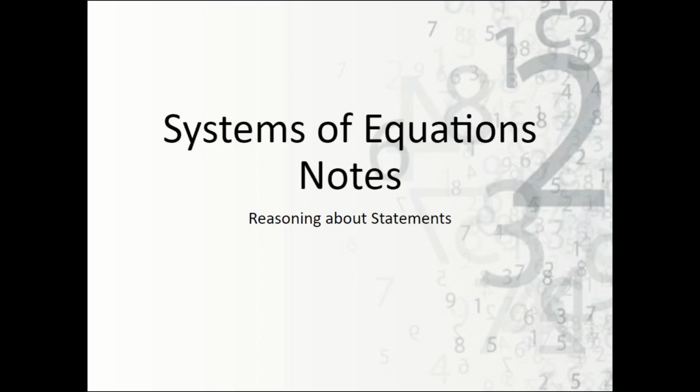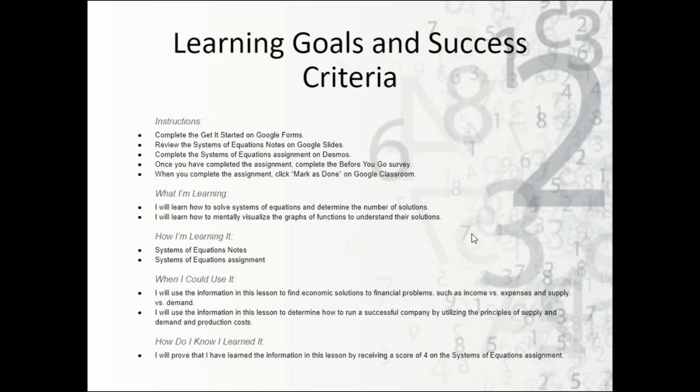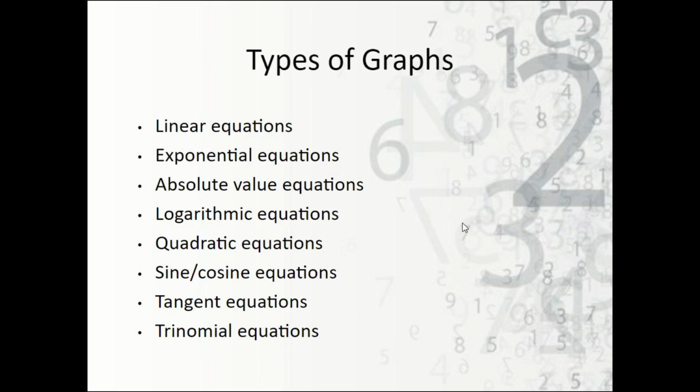Let's take a look now at the Systems of Equations notes. The notes begin with the learning goals and success criteria. Now, most of the time in the past, when you've done systems of equations, you've probably really only looked at it with linear equations. But these can come in any form. We can have a system of any type of equation. So the different types are linear equations, exponential equations, absolute value equations, logarithmic equations, quadratic equations, sine or cosine equations, tangent equations, and trinomial equations.